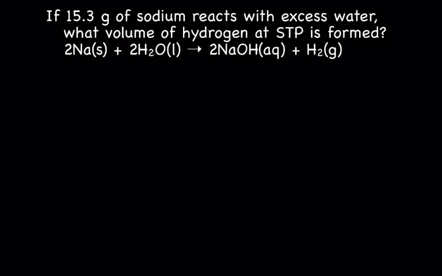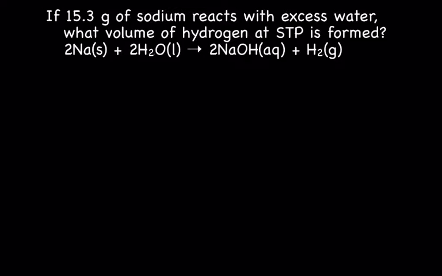This is going to be different than the other practice problem. That's the thing about gas stoichiometry. Every problem is different. If possible, try to hit pause and see if you can come up with your own plan. If not, just follow along. All right, so our question is, if we have 15.3 grams of sodium and it reacts with excess water, which means there's plenty of water, what volume of hydrogen at STP is formed?